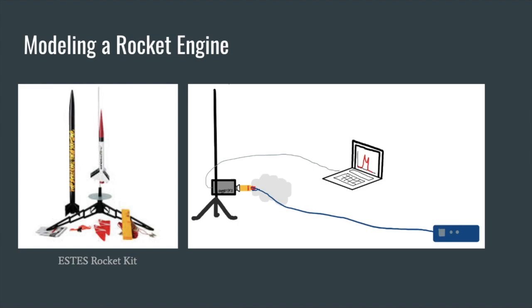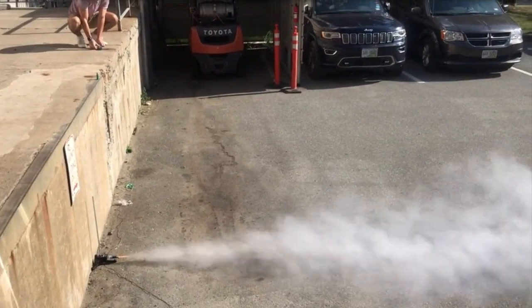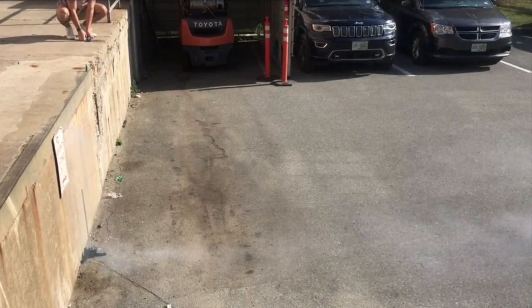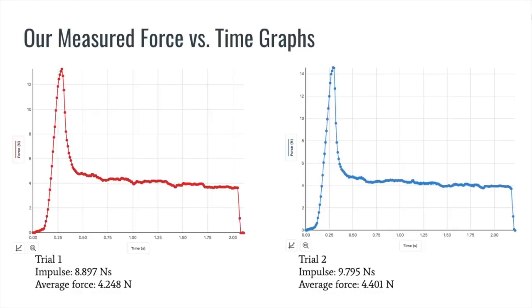In order to model the combustion reactions that we researched, we decided to purchase a C60 Estes rocket that has no ejection charge. Mounting it on a Logger Pro force sensor as shown in the diagram, we were able to ignite the rocket engine and measure the force versus time of our C60 Estes rocket. The following two graphs represent our measured force versus time graphs for two separate trials.